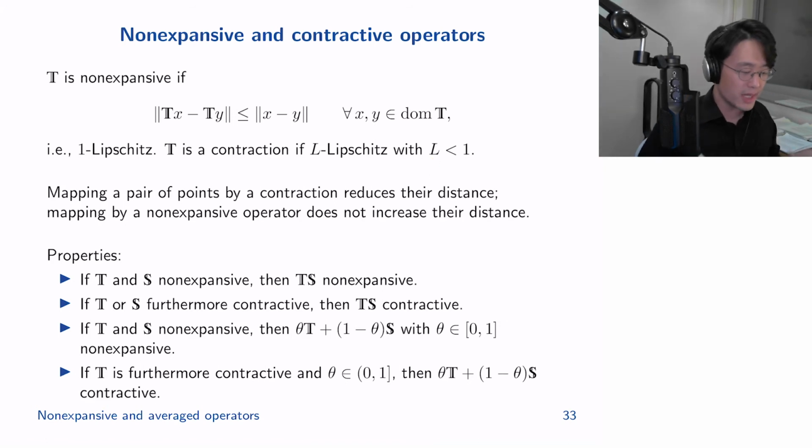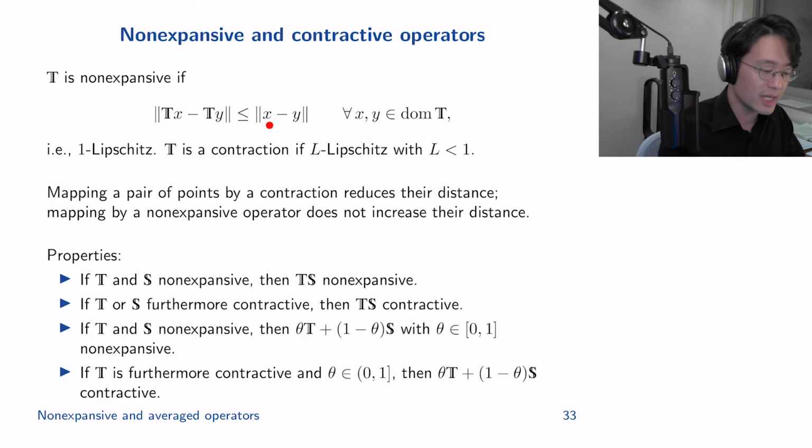Mapping a pair of points x and y by a contraction reduces their distance, and mapping by a non-expansive operator does not increase their distance. So two distinct points x and y will have a certain distance measured by this norm. Now, when we map these two points through the operator T, Tx and Ty are the outputs of the input points x and y under the operator T, and the output points have a distance less than or equal to that of the input points x and y if the operator T is non-expansive, and the distance of the outputs is strictly reduced if we have a contraction.